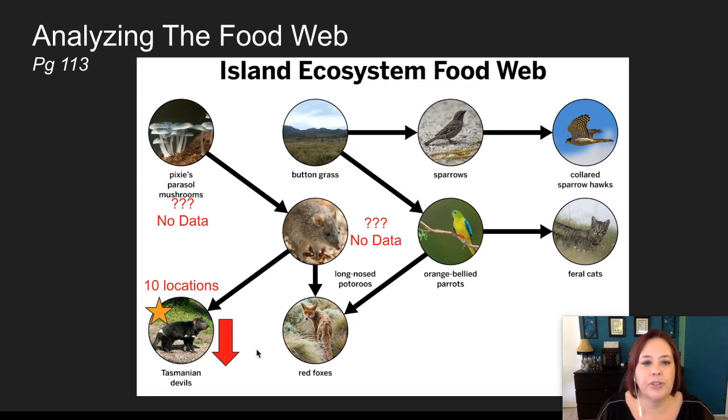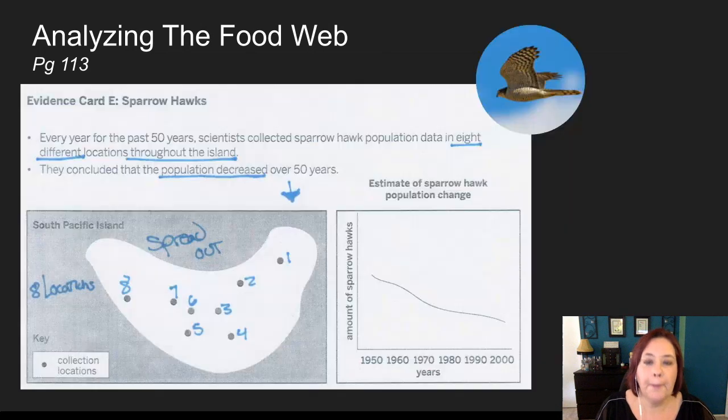For me, I like my pictures. So I put my arrow. You could just write decrease on yours. You can put an arrow. I noted that it was 10 locations where they collected the data. And I also put a star on this picture because that tells me this is a really strong piece of evidence. Okay. Moving on to our next evidence card, it would be evidence card E, the sparrowhawks.